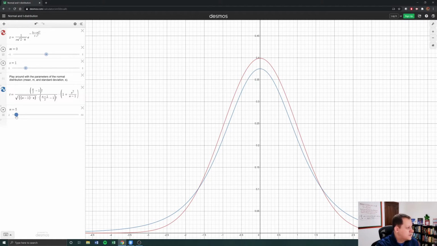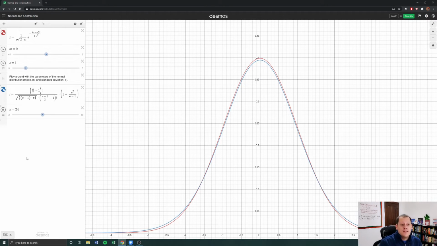4, 5, 6, 7, 8, 9, 10, 11, 12. Okay, we're at n equals 41 at this point. There's not a whole lot of difference between those curves now, is there? You can see there's still a small difference in the tails. The blue is still a little higher than the red.